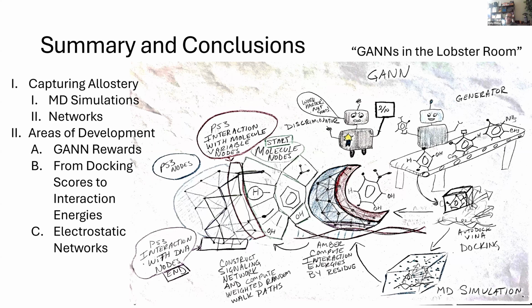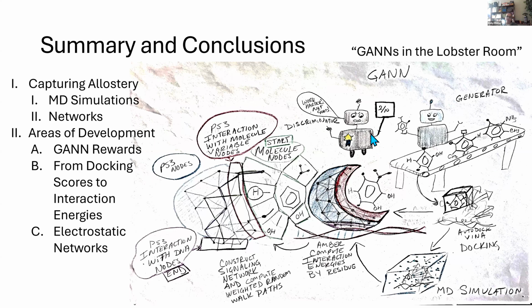So then, zooming back out, this is a fantasy of what is going on in my mind. This is actually a sketch I made over the course of about a year or so, with some little revisions and so on, thinking about how this all comes together. So there's some robots in the lobster room, which is how we call our lab, and they are making molecules that are trying to bind to P53. And so here's P53, and we've talked about a number of these different things, right?